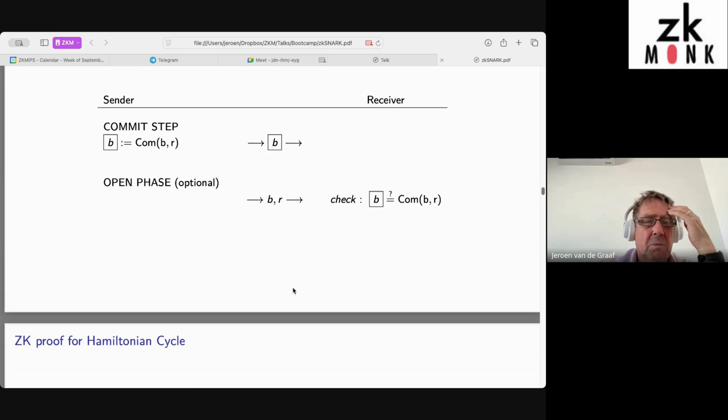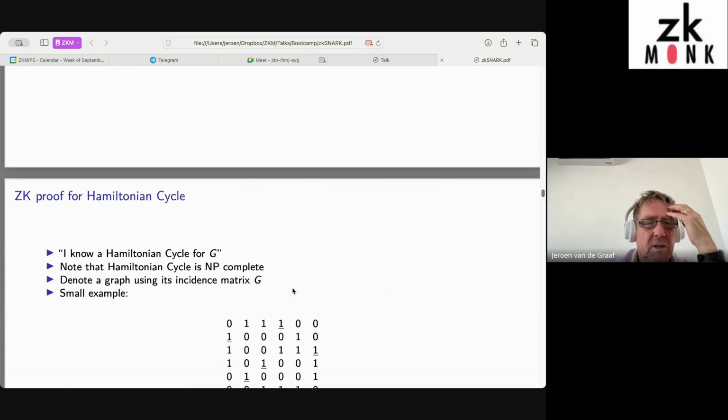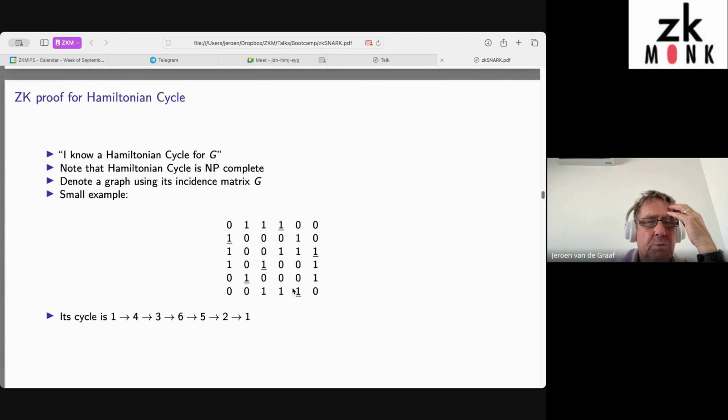I'm going to give you an example of a commitment scheme for a Hamiltonian cycle. A Hamiltonian cycle is the following. You have a graph, and you visit all the cities. This is the original historical story. You visit all the cities and you come back home. So you go to all the vertices of the graph and you come back. You should know that proving existence of a Hamiltonian cycle is a difficult problem. It's NP complete.